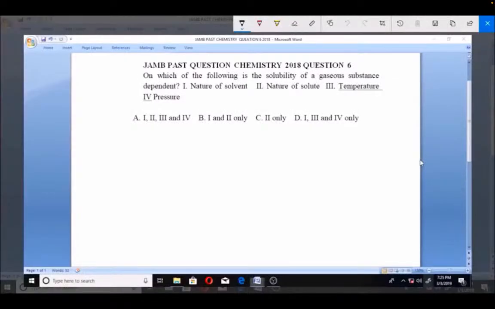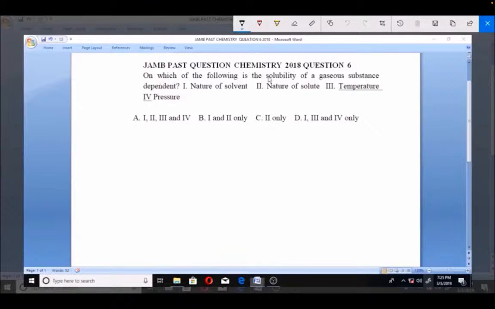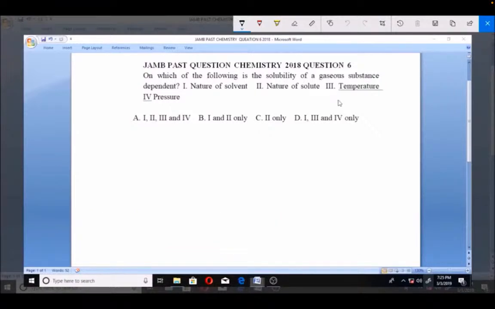Hello, now let's look at this question number 6 for JAMB Past Question Chemistry 2018. On which of the following is the solubility of a gaseous substance dependent? I. Nature of solvent. II. Nature of solute. III. Temperature. IV. Pressure.